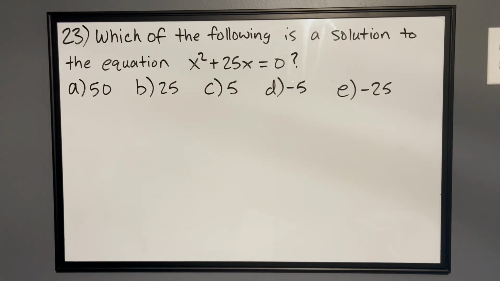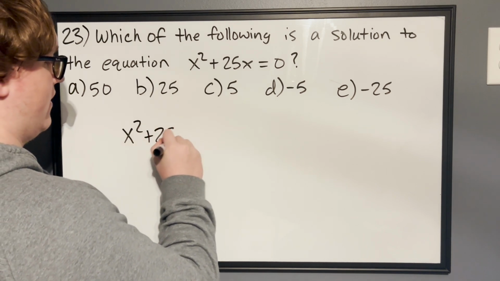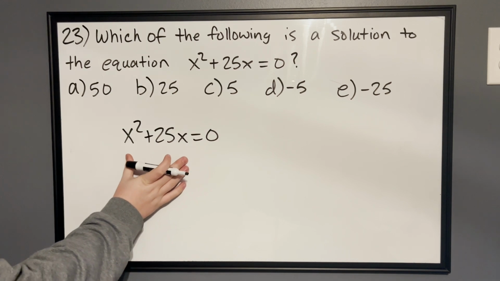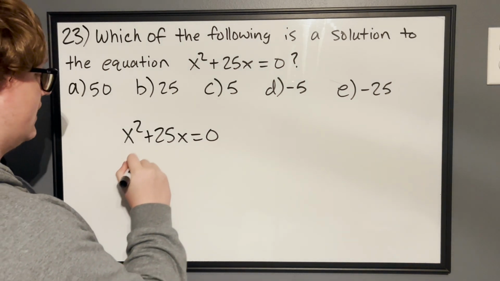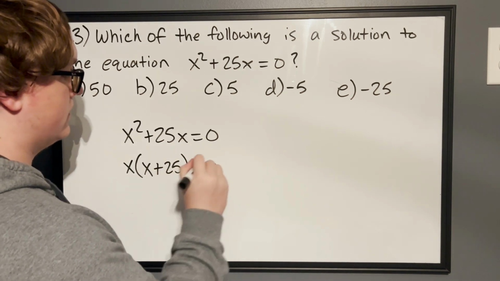Okay, so here we have question number 23. It says, which of the following is a solution to the equation x squared plus 25x equals 0? So in order to do this, we just want to find what all the solutions are, and of course one of them will be here. So let's just rewrite it: x squared plus 25x equals 0. So on the left side, the first thing we want to do is we can factor out an x. So that'll be x times (x plus 25) equals 0.